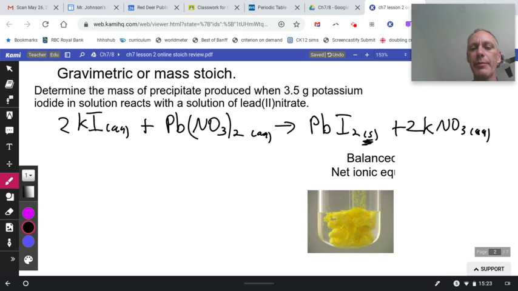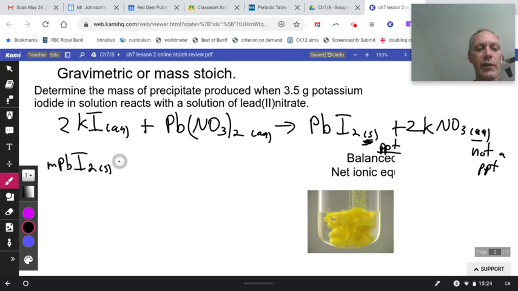Determine the mass of precipitate. So there's the precipitate. That's why we needed our states, because this one is not a precipitate. It's aqueous. So we're looking for the mass of PbI2 solid. What did they give us? 3.5 grams of this one.